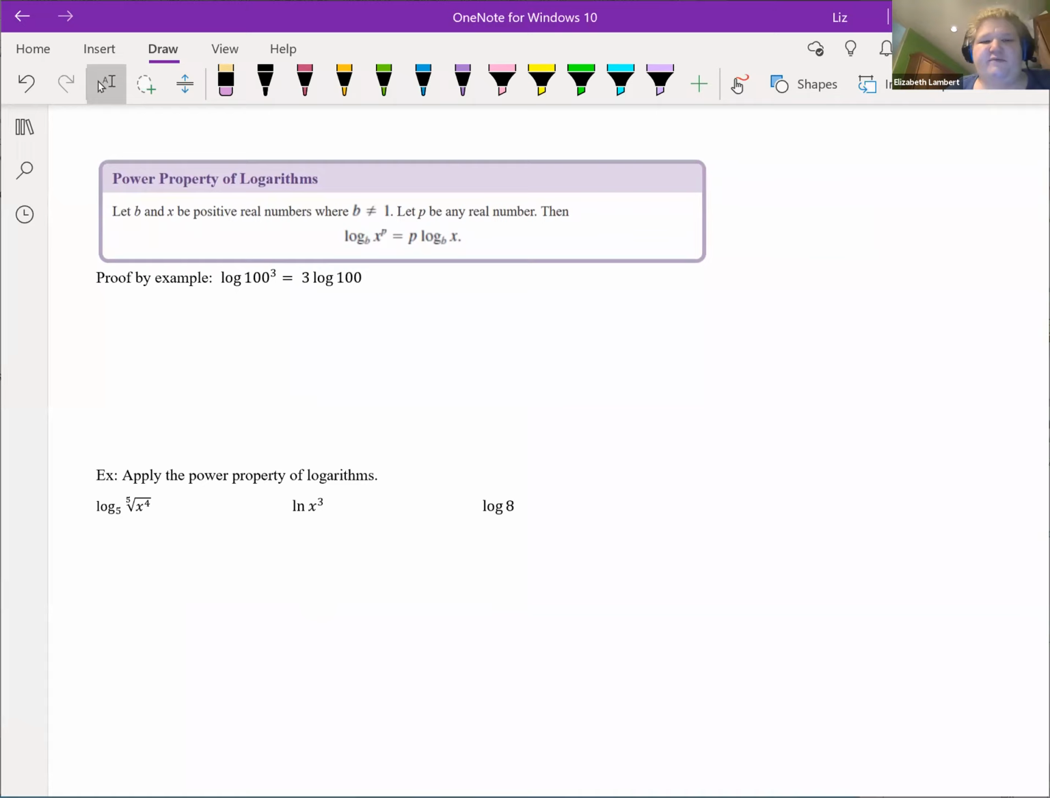Welcome back. We now have the third property, the power property. So check it out. Log base b of x to a power is the same as the power times log base b of x. This is the true power of logs. This is why mathematicians were like, we need the thing.